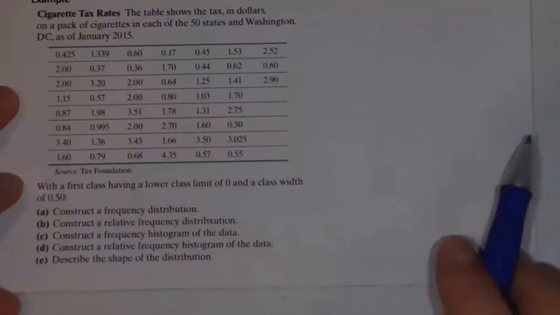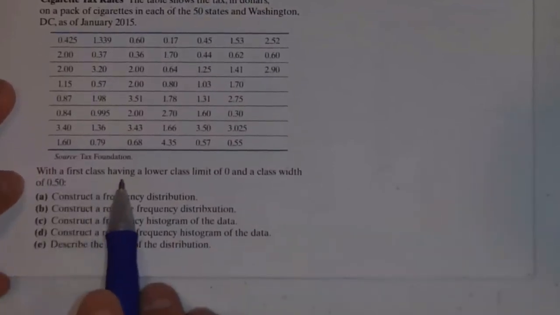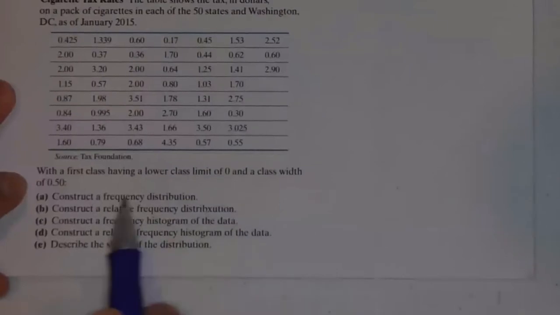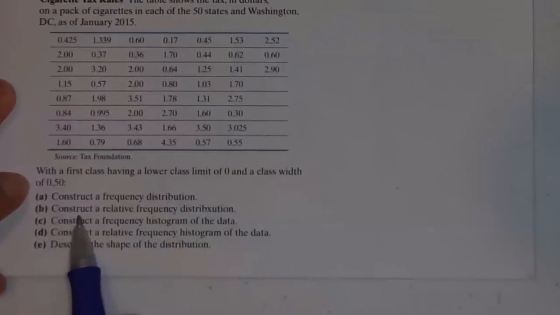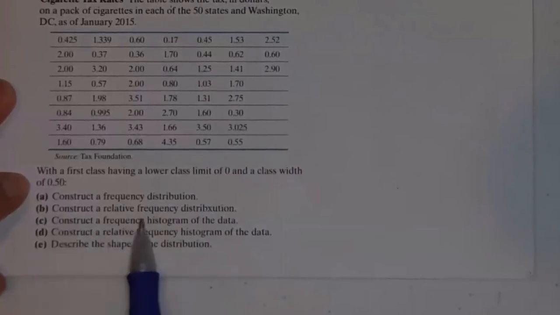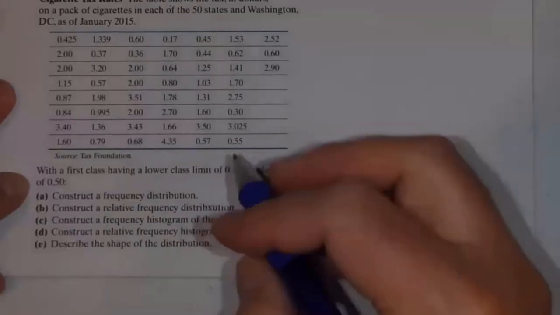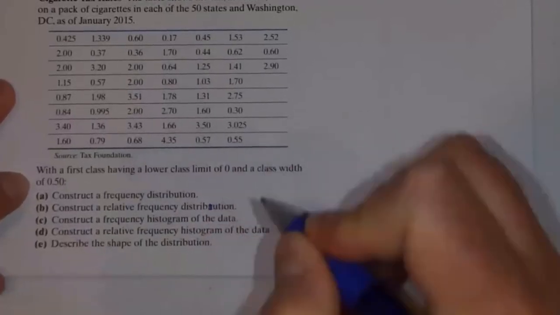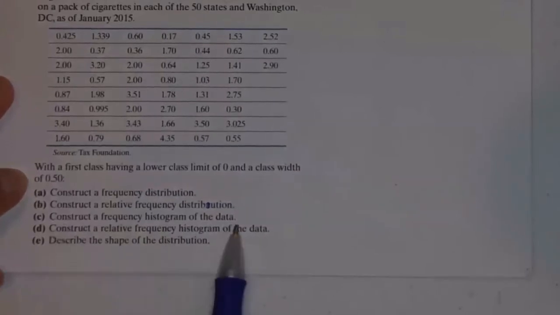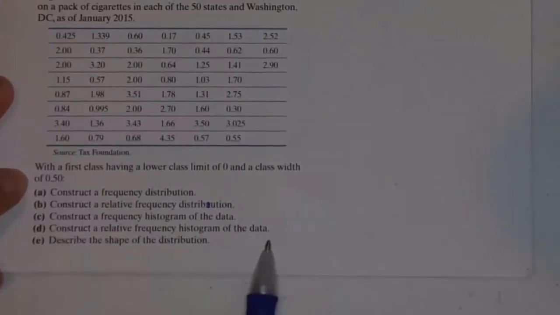Now, here's what we're supposed to do. With the first class having a lower class limit of 0 and a class width of 50 cents, construct a frequency distribution, construct a relative frequency distribution, construct a frequency histogram of the data. I have a typo there. I just noticed I got an X in there. Construct a frequency histogram of the data, construct a relative frequency histogram of the data, and describe the shape of the distribution. So again, uniform, bell-shaped, skewed left, skewed right. We're going to make that description, or possibly even a bimodal.